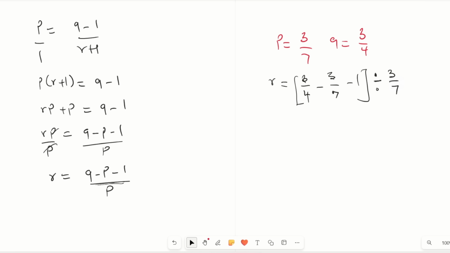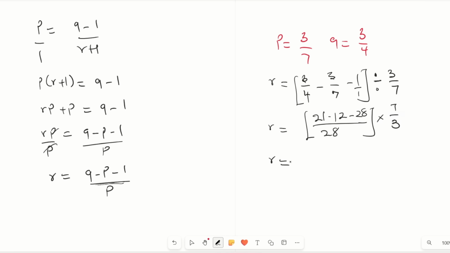So here we'll have to find our LCM. What's our LCM for 4 and 7? That should be 28. It means that 28 divided by 4 should be 7, 7 multiplied by 3 should be 21. And then 7 will divide the 28, 4 times 3 will give us 12. And then we have minus 28, because here this is over 1, so 28 multiplied by 1 is 28. All this, when we change the division to multiplication, becomes multiplied by 7 over 3.